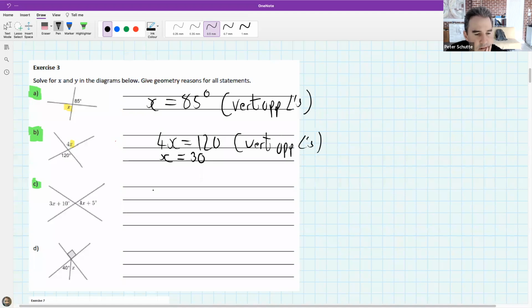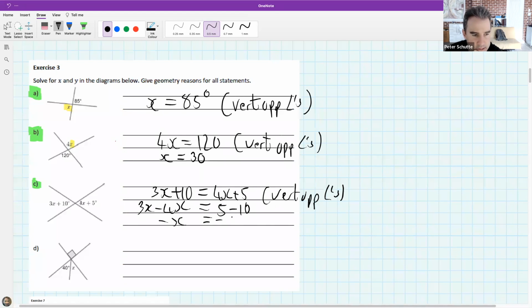So, sir, I did 3x plus 10 degrees equals 4x plus 5. And then I took the 4 to the other side, it became -4x. Then I took the 10 to the other side, then it became 5 minus 10. Then it was negative x equals negative 5. Then I divided by -1 to get rid of the negative. Then it was x equals 5.